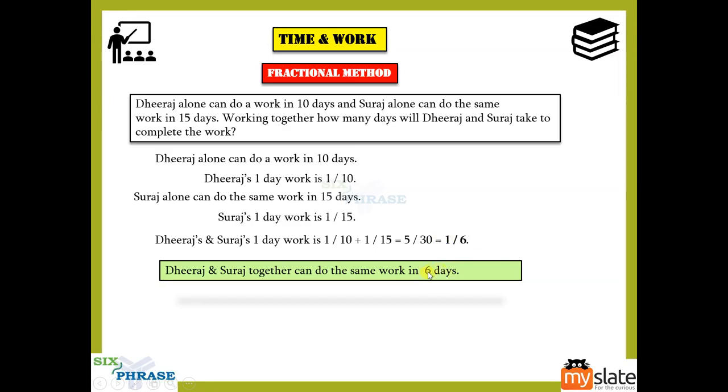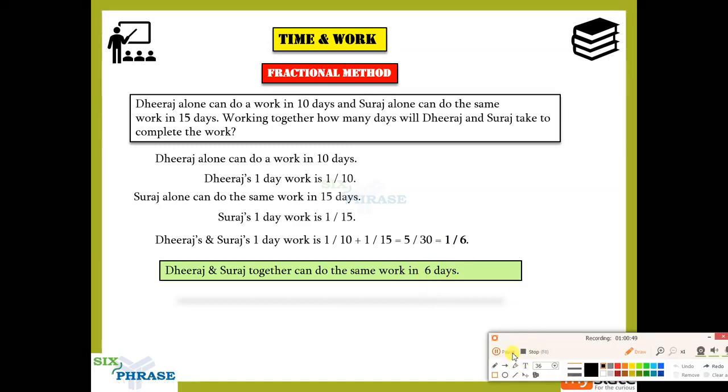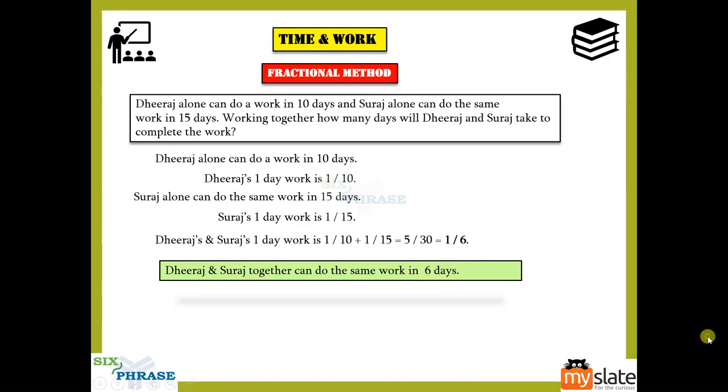Yes, we saw the converse theory, right? Dheeraj can do the work in 10 days, so Dheeraj's 1 day's work will be 1 by 10. Now what is the converse? If Dheeraj's 1 day's work is 1 by 10, Dheeraj will complete it in 10 days. Now we are inversing. 1 by 10 inverse will get you 10. Similarly, Dheeraj and Suraj's 1 day's work is 1 by 6, then their time will be the inverse of 1 by 6, which gives you 6 days. See, now this is correct.